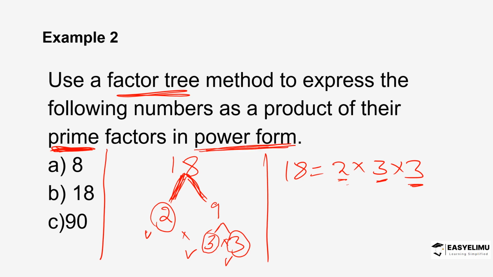So in power form, we have done this before, and basically what you need to do is to identify the prime factors in the product, starting with the first one, which is 2, and then check the number of times 2 is appearing in the product, and that is 1. That becomes the power of this prime factor here, multiplied by the next prime factor that is appearing in the product, which is 3, and check the number of times 3 is appearing in the product, and that is 2. So this number is written as a product of its prime factors in power form as 2 power 1 multiplied by 3 power 2.